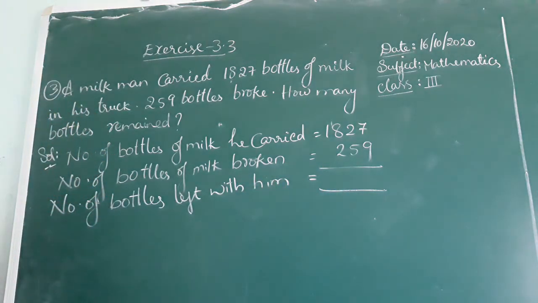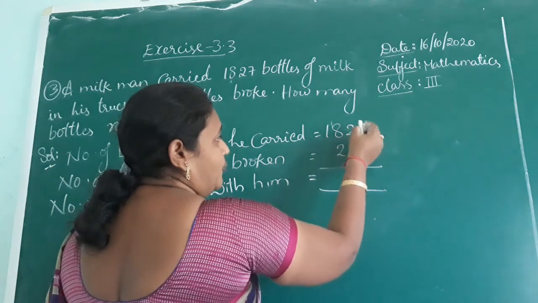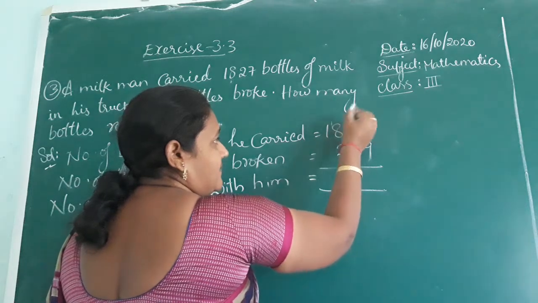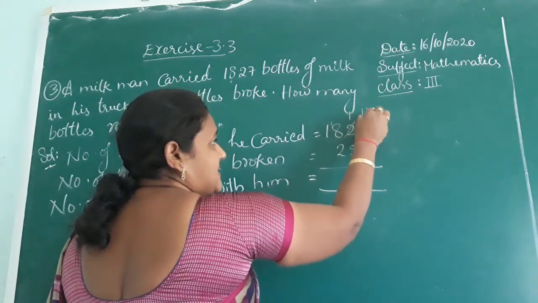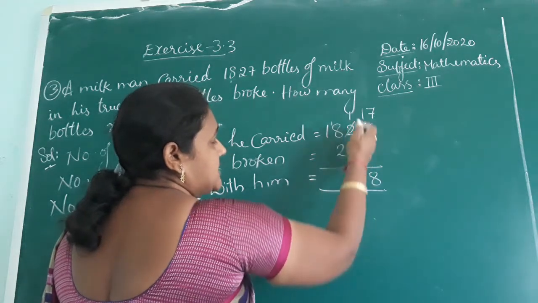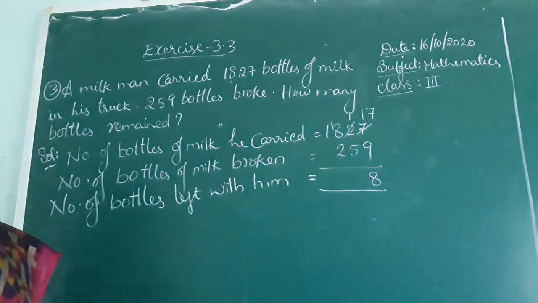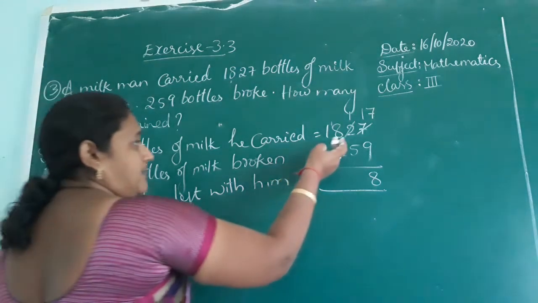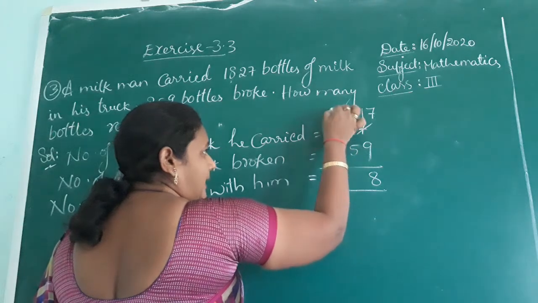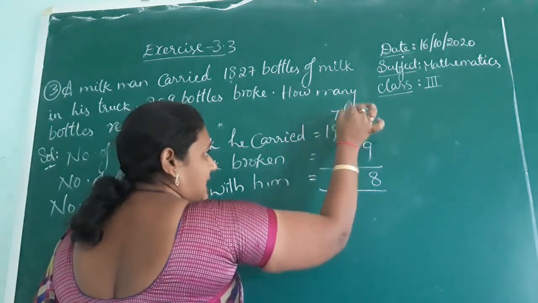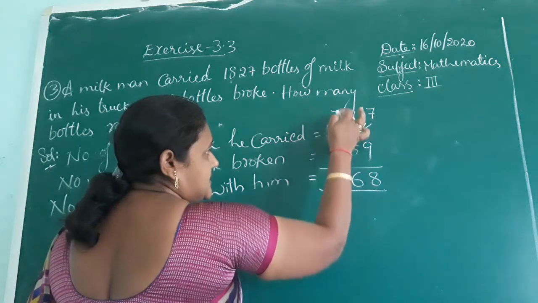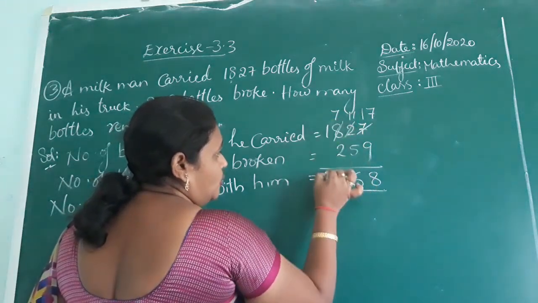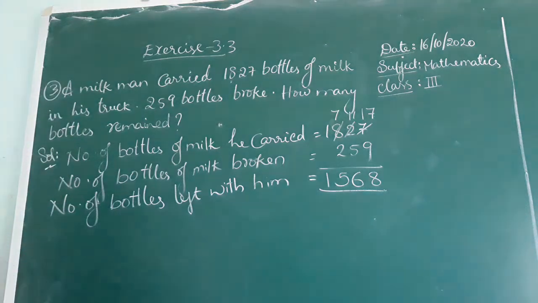See, 7 minus 9. Is it possible to subtract 9 from 7? No. So borrow from the before number. If you borrow, 2 becomes 1. This number becomes 10 plus 7, 17. 17 minus 9, 8. 1 minus 5. Is it possible to subtract 5 from 1? No. So you have to borrow from the before number. What is the before number? 8, children. So 8 minus 1, 7. This number becomes 10 plus 1, 11. 11 minus 5, 6. 7 minus 2, 5. And here there is no more number to subtract. 1568 bottles were left with him.